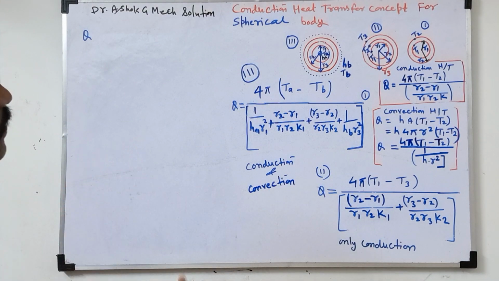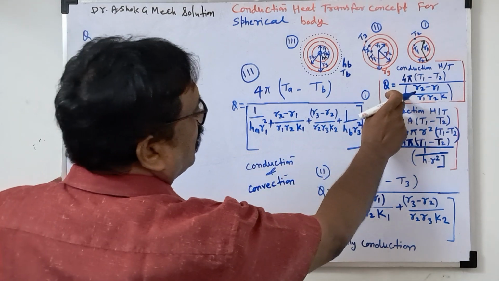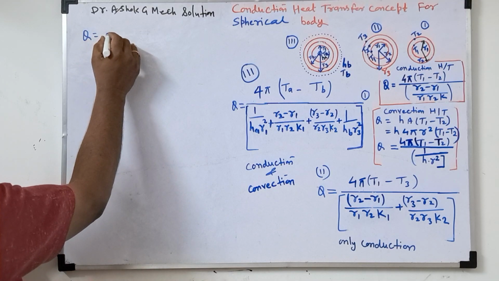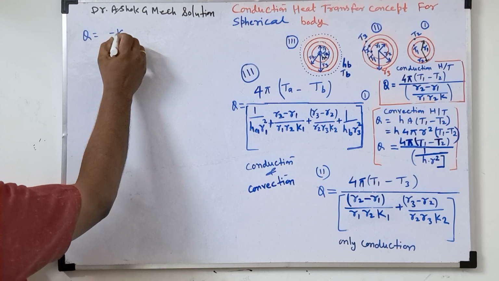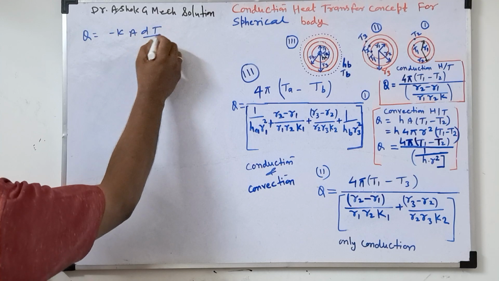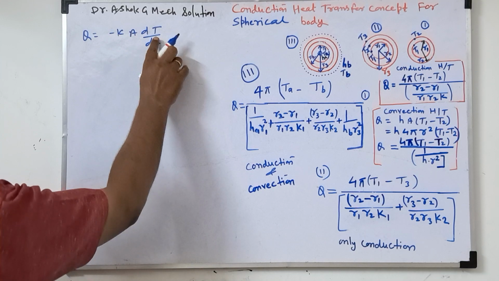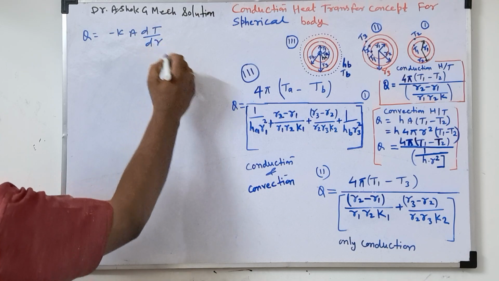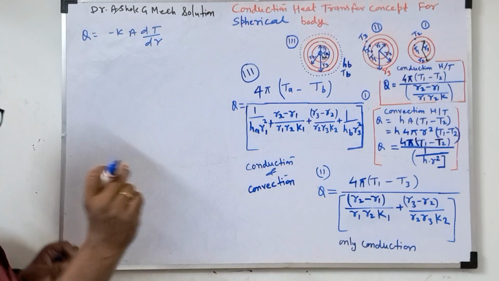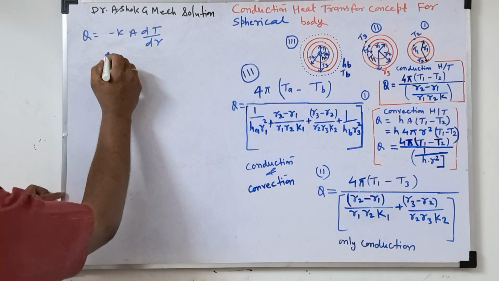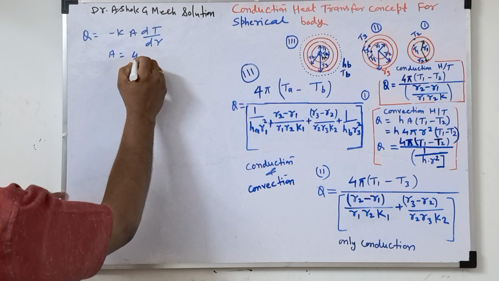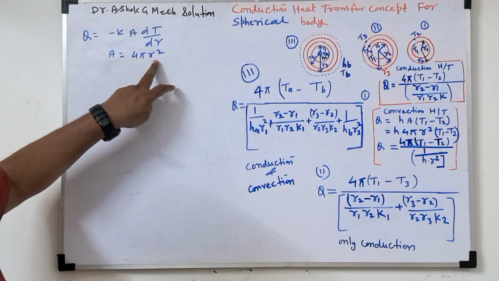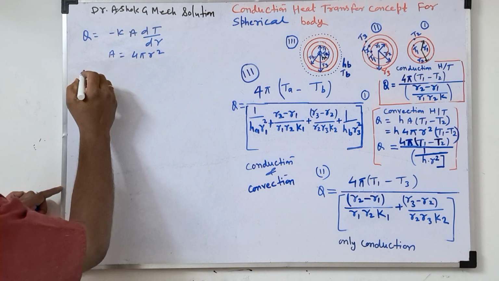Now see, I will explain a little how the conduction heat transfer for the spherical body comes. Already you know Fourier's law of heat conduction: minus kA dT by dx. For a plane wall it is dx, but for a spherical wall, if you take a small strip, the small thickness will be dr. The area is 4 pi r square for a spherical body; for the cylinder we used 2 pi rl. Now we'll substitute and integrate.